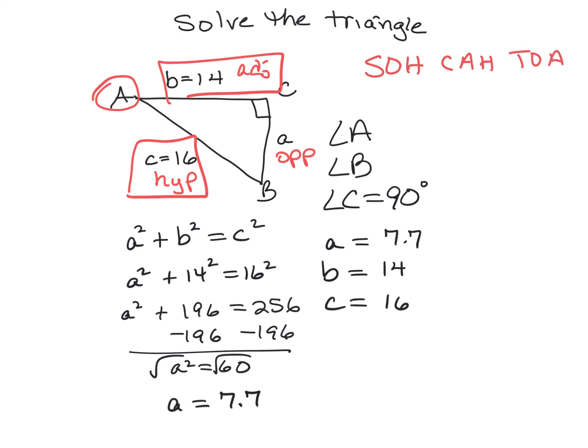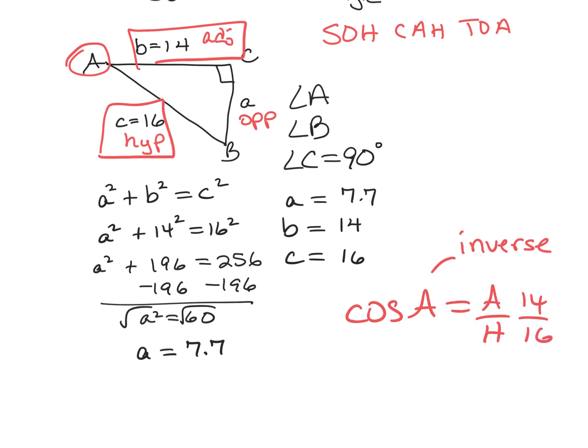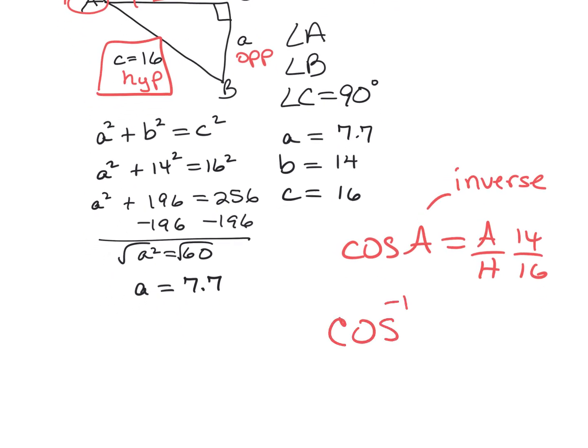SOH CAH TOA, which one uses adjacent and hypotenuse, and that's going to be cosine. So I'm going to be doing cosine of A is adjacent over hypotenuse. Remember, when you're looking for an angle, we're doing inverse here. So 14 over 16. So cosine -1, 14 over 16. And once we do that, we're doing inverse. So either hit your shift key or your second key.